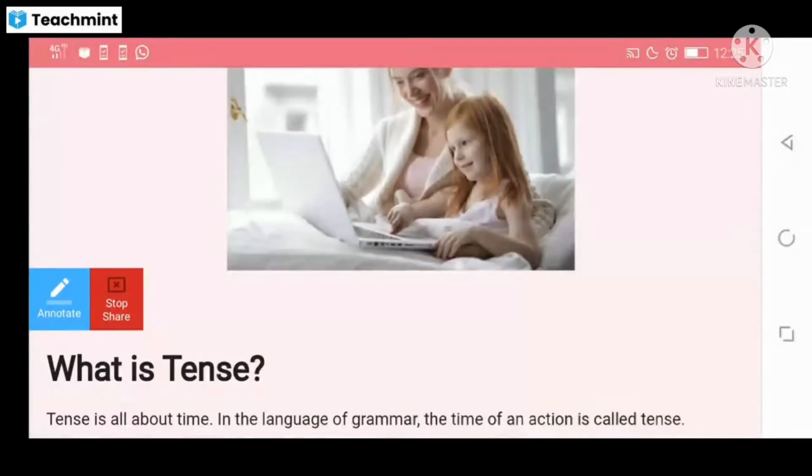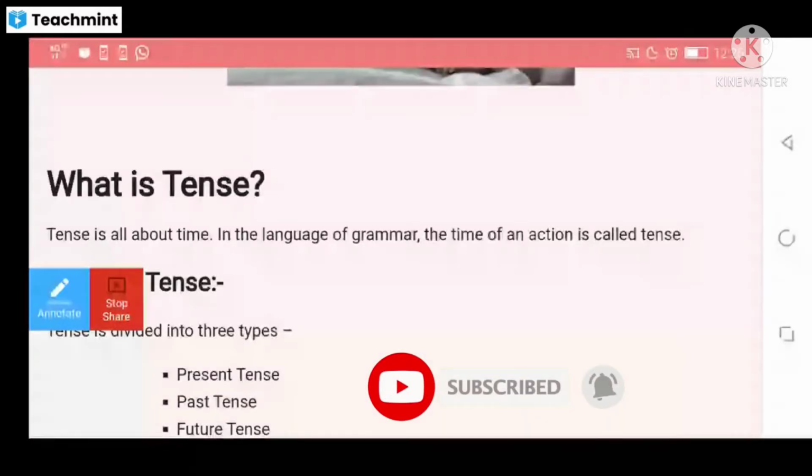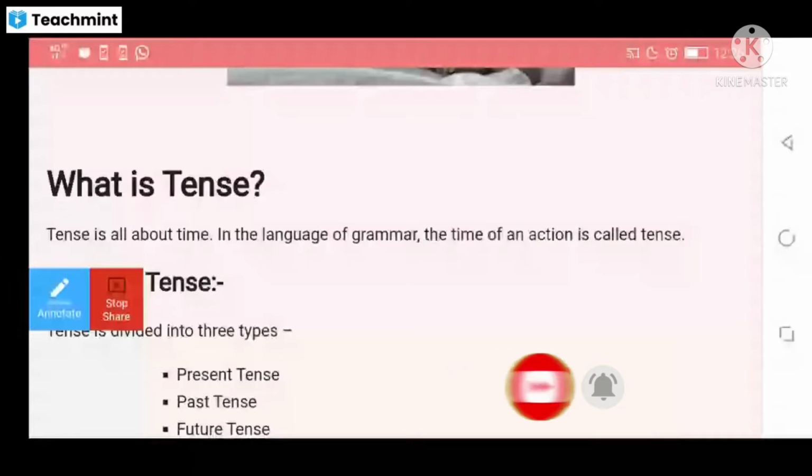Tense is all about time. Yeah, it's a reality. Tense is all about time, and of course, the time of an action. It further says, in the language of grammar, the time of an action is called tense. So I repeat it, tense is all about time. In the language of grammar, the time of an action is called tense.